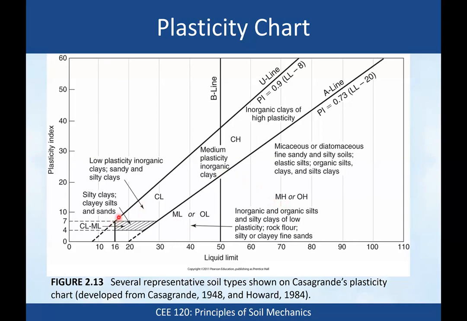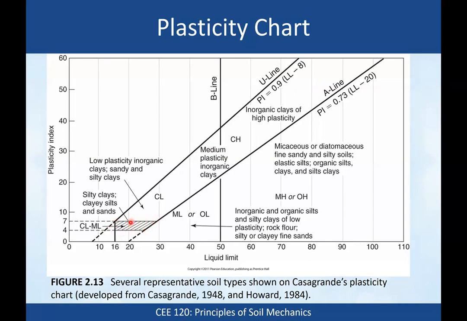And then there's this U line. We actually don't use the U line in classification. It's just kind of a boundary where you're not going to see soil above the U line. So clays tend to lie in this region here, bounded by the A line and the U line. Then there is one other little region of interest down here.